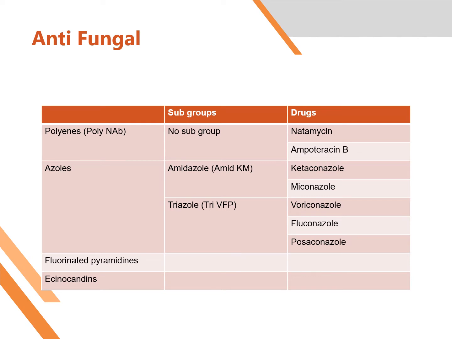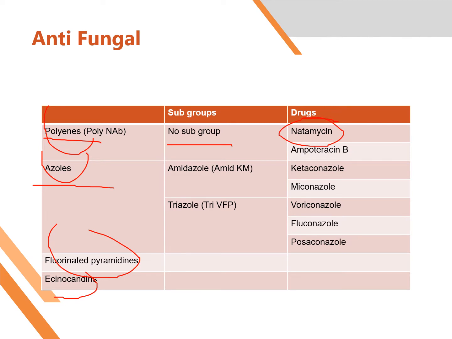Then are the antifungals. The antifungals are divided into the polyenes, azoles, fluorinated pyrimidines, and echinocandins. We will be dealing only with the polyenes and azoles. There is no subgroup of polyenes, and the prime example is natamycin, which is the only commercially available antifungal. I repeat, in Pakistan, this is the only commercially available antifungal eye drop.